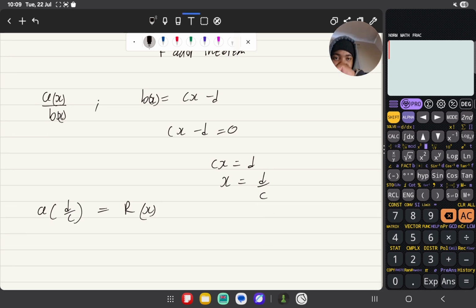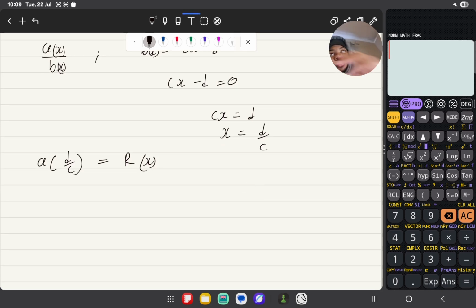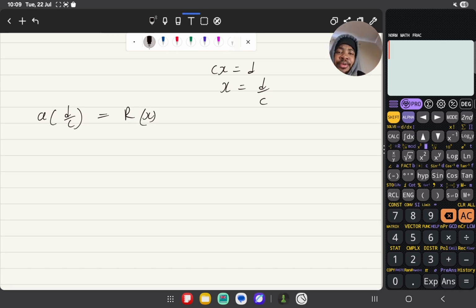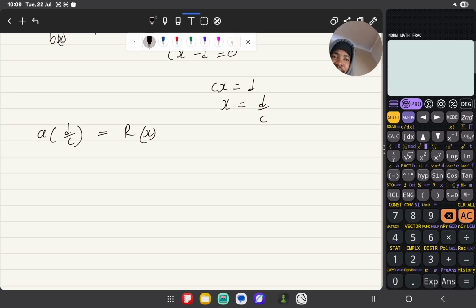Now I think we can continue from the remainder theorem and try to connect it with factor theorem somehow. So if you still have A of x and you're dividing it by B of x, and of course B of x is cx minus d, from there you're going to solve and find out that x equals d over c.